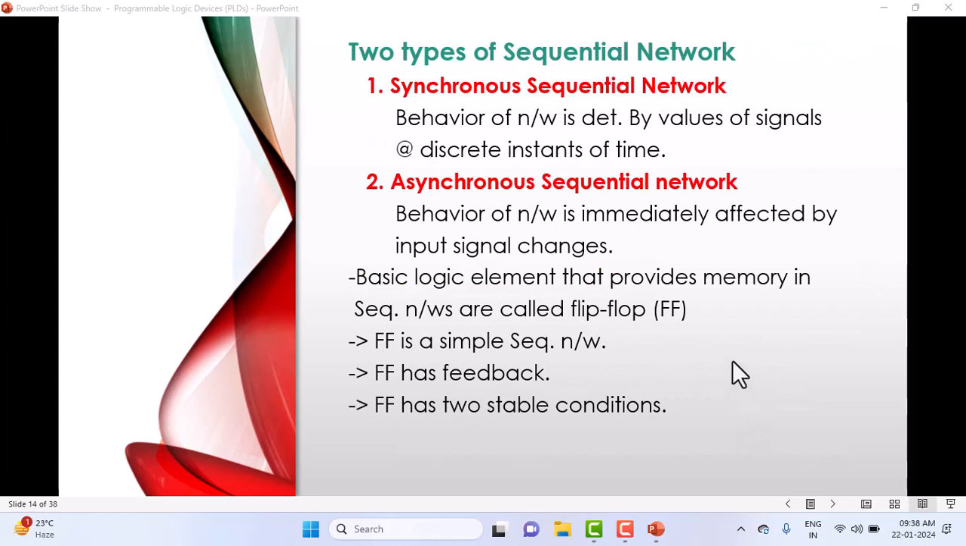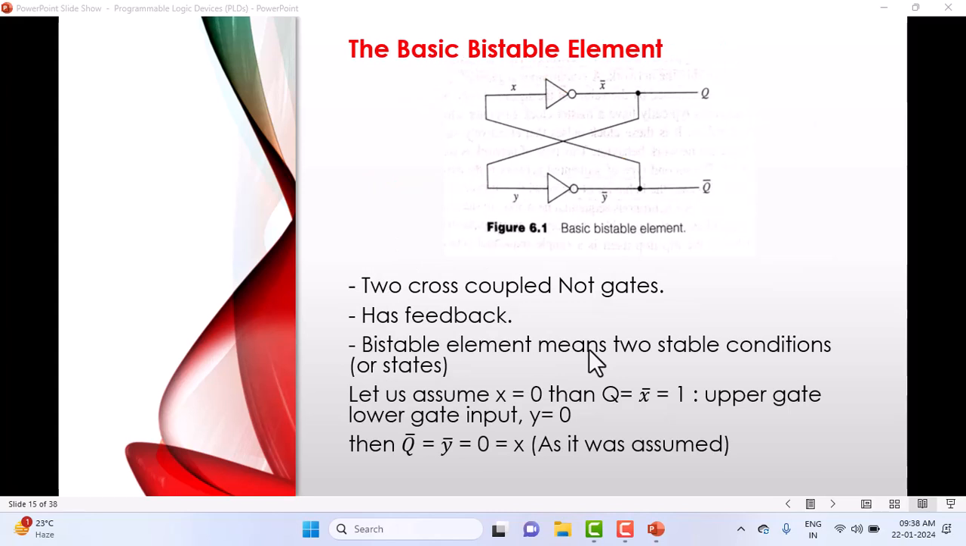Later we discussed synchronous and asynchronous sequential networks. I just quickly review. I don't take much time going through the previously covered topics. These are two definitions you must be aware of before we move on to the next one. Later we discussed the basic bistable element.